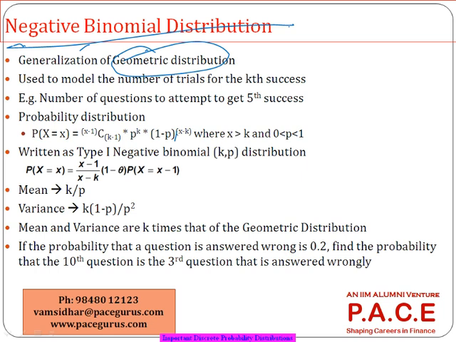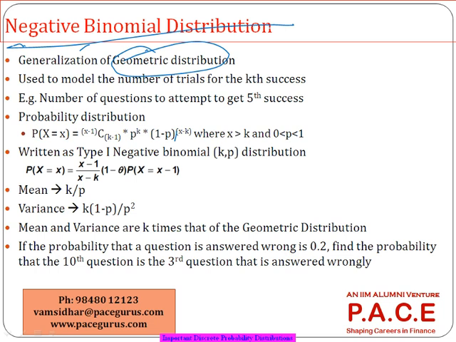The geometric, what are we saying? First success. Number of attempts to make to get the first success, right? Or number of failures before the first success. Negative binomial says kth success, not necessarily the first one. Or number of attempts to make to get the fourth success, or number of failures before the fourth success. Both the things: number of attempts to be made to get the kth success.